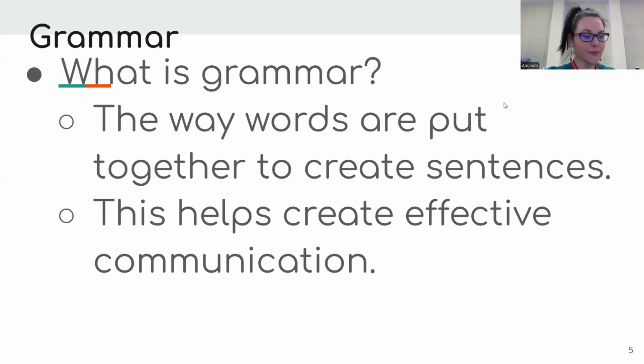What is grammar? Grammar is the way words are put together to create sentences, and this helps create effective communication. I want you to think about grammar more as the rules or the system or the structure of English. This is how words change forms and the rules that we combine them into order. Okay, so grammar is the rules we follow.